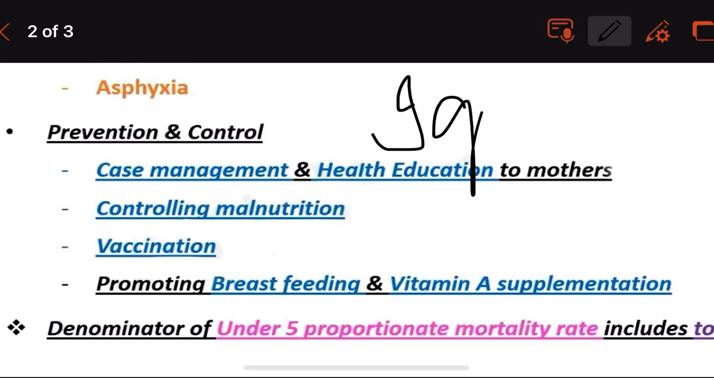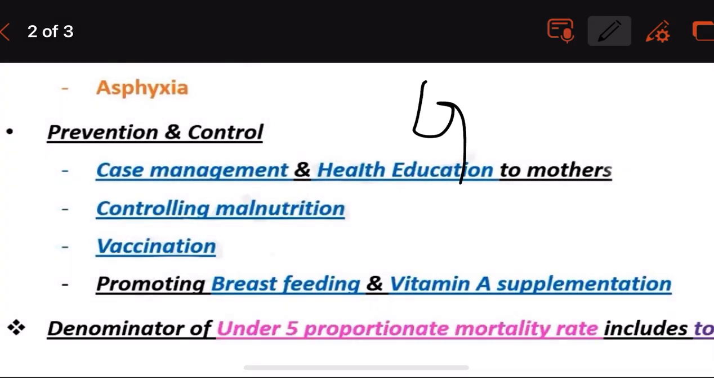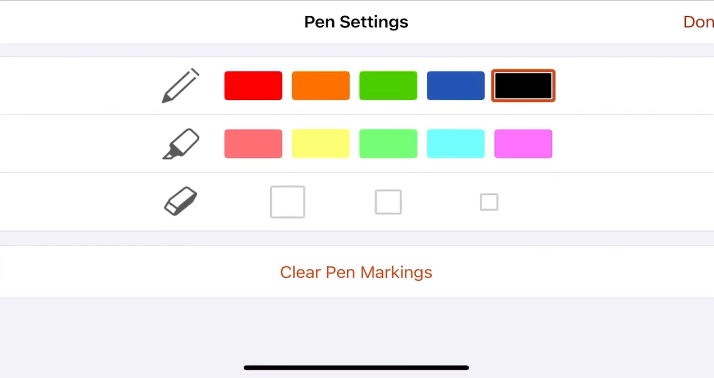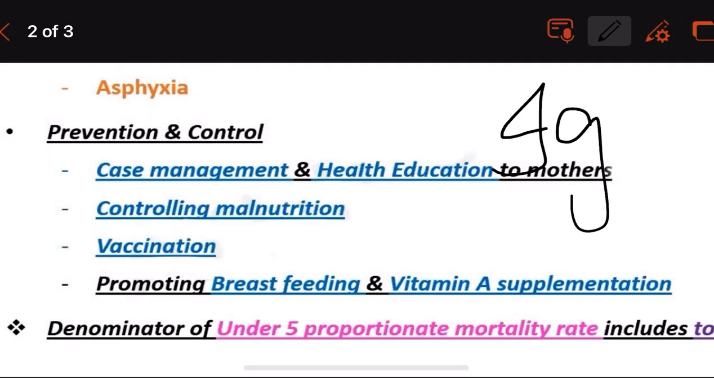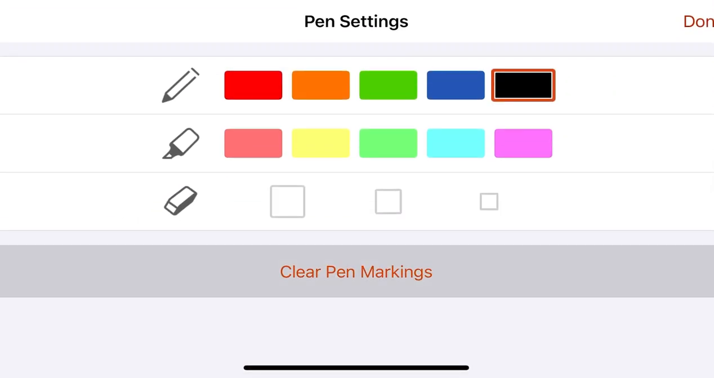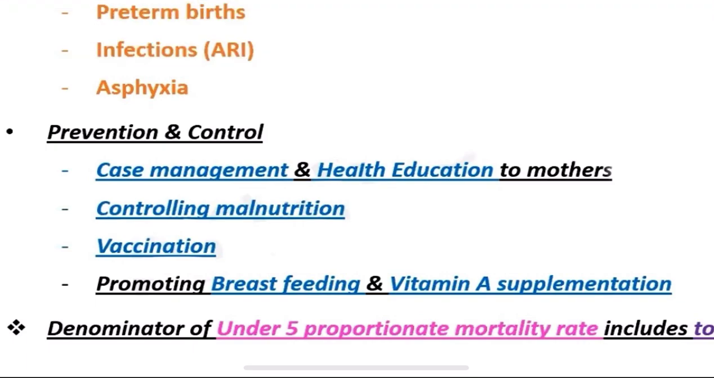All the immunity providers, the antibodies, will be there. We studied this with GAMED: the colostrum will contain IgG, IgA, IgM, IgE, and IgD. So all of these antibodies and immunoglobulins, and many other things, will be transferred from the mother's colostrum to the baby. So you have to educate the mother.